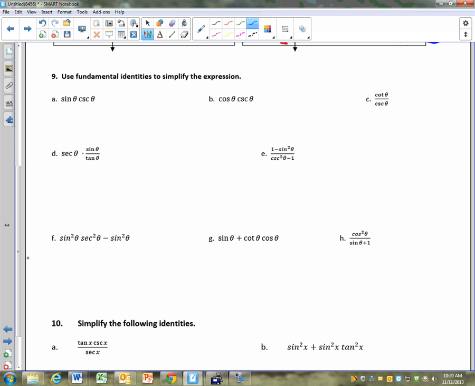A lot of times when you simplify trig identities, you got to rewrite in terms of sine and cosine. So this is sine of theta over 1 times 1 over sine of theta, which is 1.